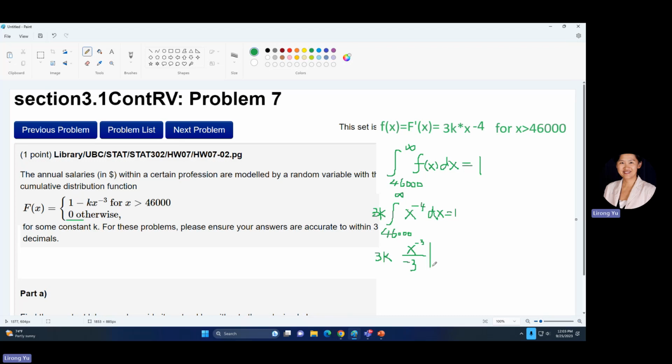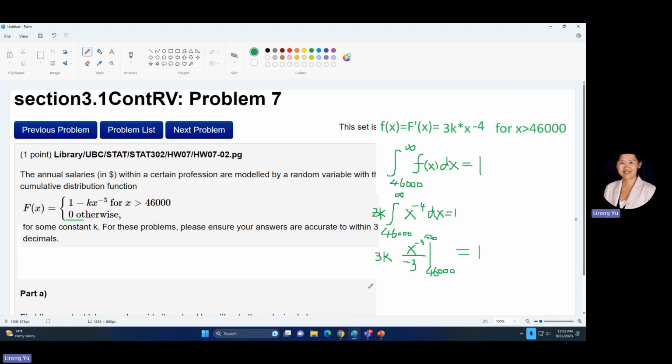And we're going to plug in the upper limit and lower limit. The upper limit is infinity, the lower limit is 46,000, and the result equals 1. Now, if you plug in infinity to the power -3, because the power is negative, it's the reciprocal, so it's 1 over infinity, which equals 0. At the upper limit, it's actually a limit value, and that equals 0. So 0 minus 46,000 to the negative power.